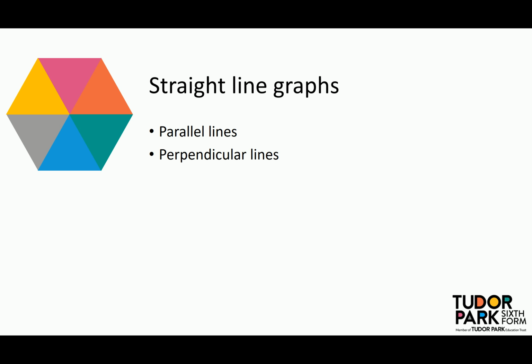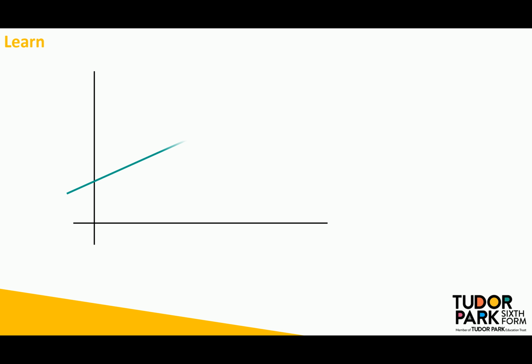Let's have a look now at parallel lines and perpendicular lines. We've already met straight lines before. We know that a straight line is something that has constant gradient, so when I look at the change in y and I divide by the change in x, I always get the same value, which we usually attribute the letter m.